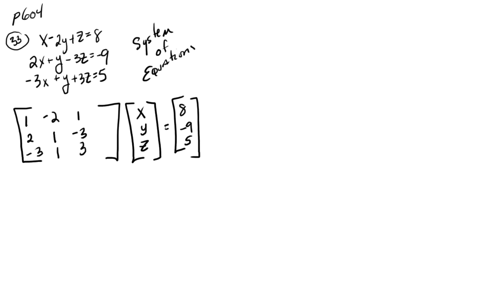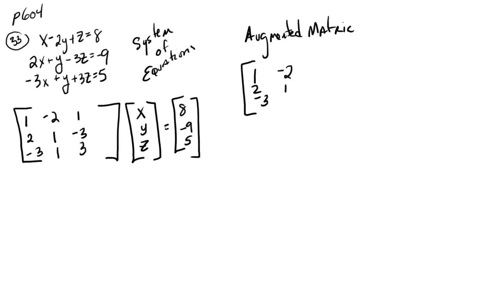Now, what we want to do is change this into something called an augmented matrix, and that's what I showed you yesterday. So I don't work with it like that, so I'm going to fix it. So it's augmented matrix. This is where we put the answers, the solution, right in the matrix. So it'll be 1, 2, negative 3, negative 2, 1, 1, 1, negative 3, 3. And I draw a line. You don't have to draw the line. I like to put the line there. 8, negative 9, and 5.